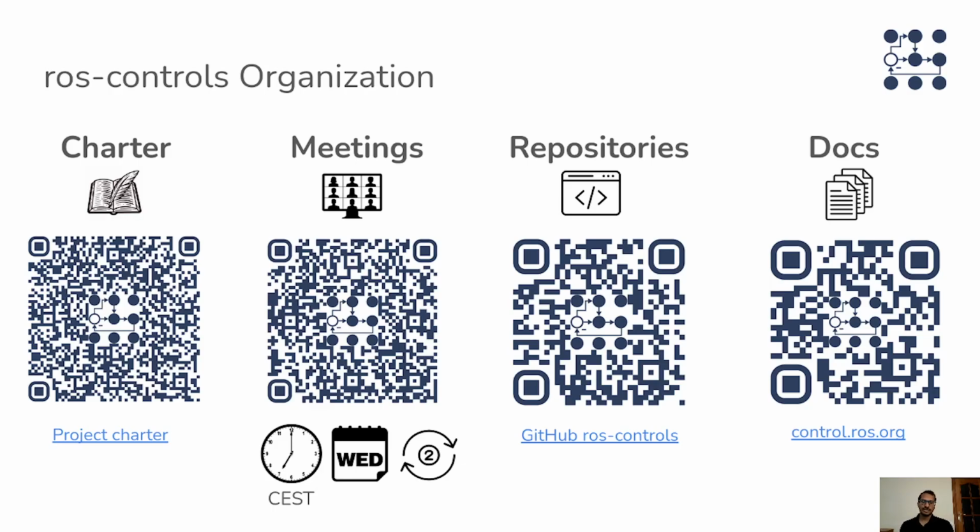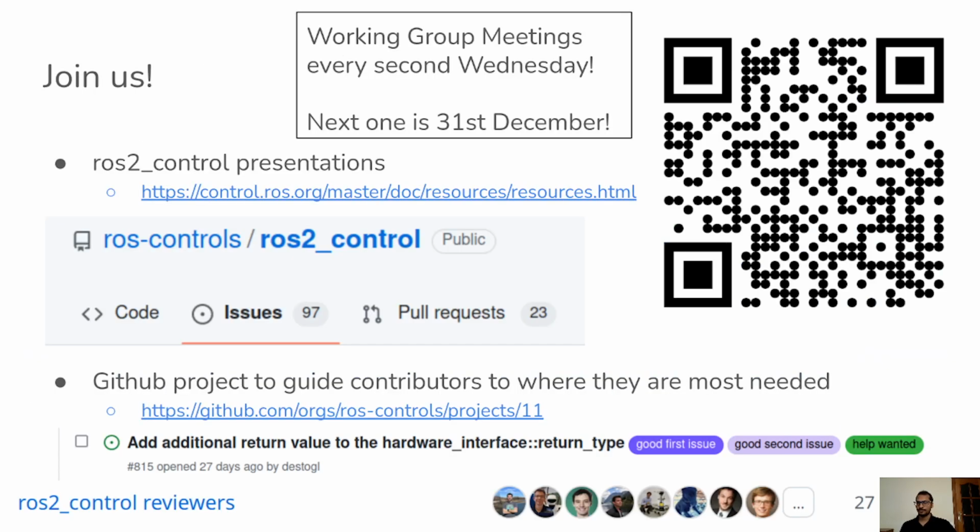And we have repositories under the ROS Controls GitHub organization, and we have a bunch of documentation at control.ros.org. So if you have any questions, if something is not clear, feel free to open issues. We will be happy to correct them. So I think the next one is going to be on 31st December at 7 p.m. Central European time. If you would like to join, feel free.